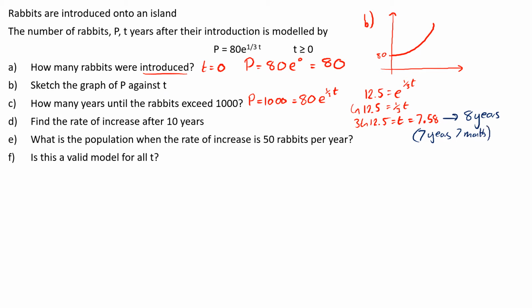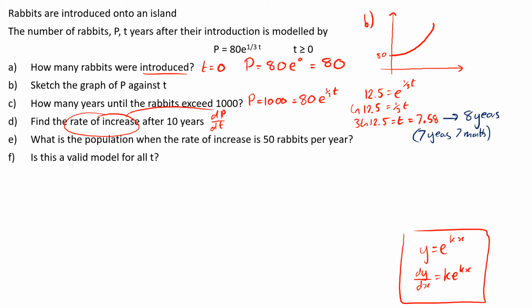Okay. Part D, rate of increase. If you ever see rate of increase, that's dp by dt. Let's write that a little bit better. That is dp by dt. And the general thing that you want to use for that is that if we've got an exponential function, if y equals e to the kx, for example, then dy by dx is ke to the kx.